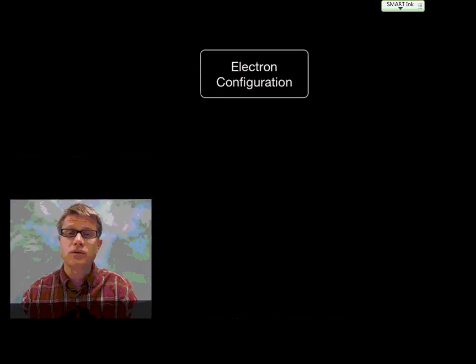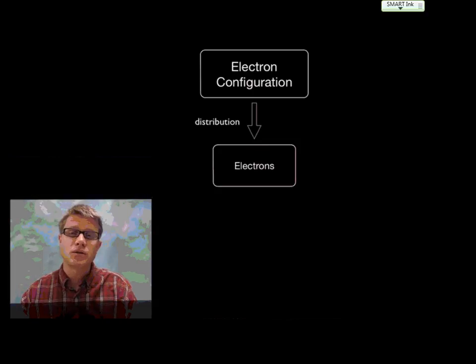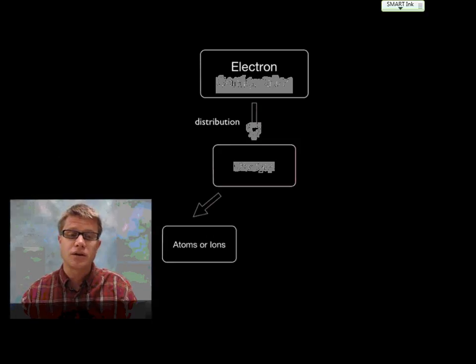And so electron configuration is simply the distribution of electrons, so where the electrons are found in atoms or in ions.